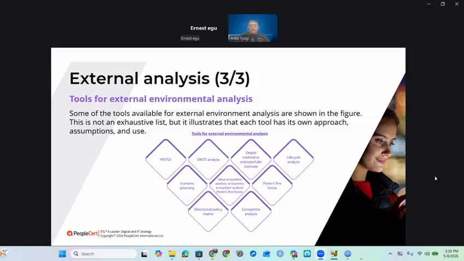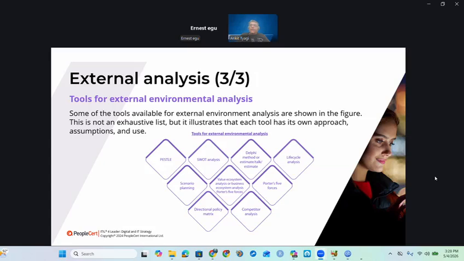Multiple tools are available for the external analysis. Some of the tools available for external environmental analysis are shown here. This is not an exhaustive list, but it illustrates that each tool has its own approach, assumptions, and use. Tool-specific questions would not be there in the exam. These are just some tools shown as a reference. There can be more tools as well that can be used for doing the external analysis.